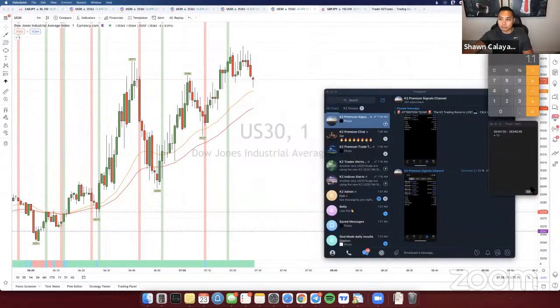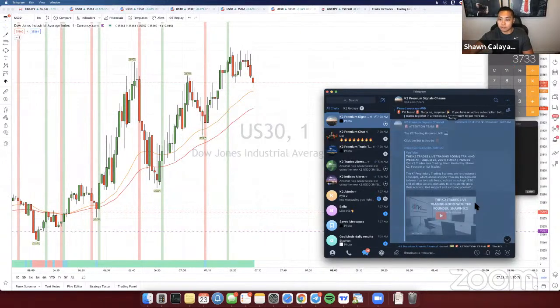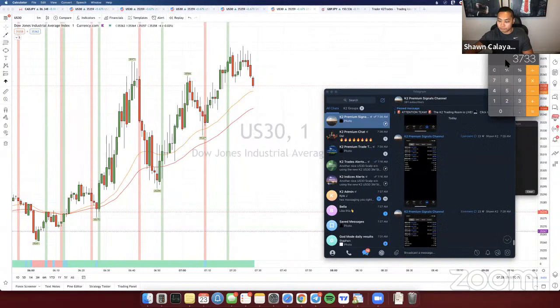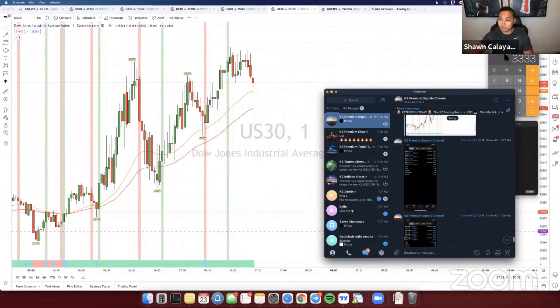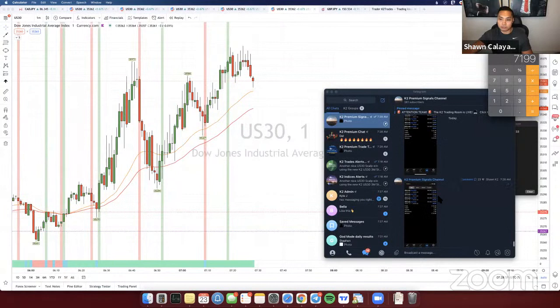So if you add all this up, 3,733 plus my second account, 3,333, and then my personal account, 133. I'm in profit 7,199 for the day, and that's only with these three trades, or four trades.